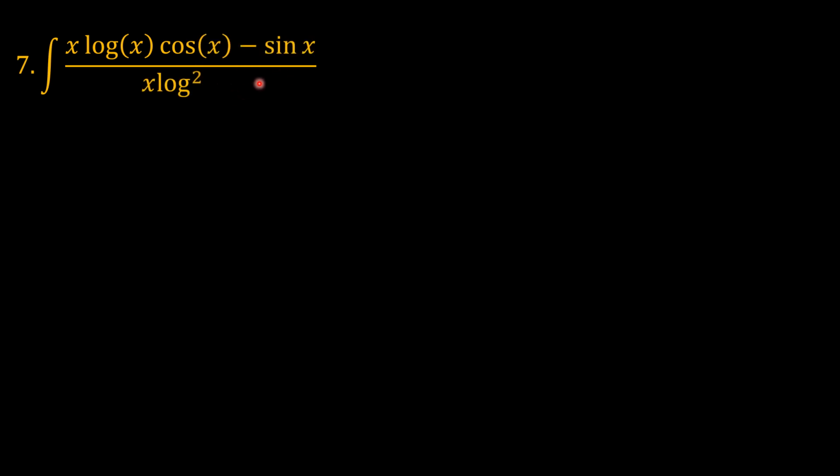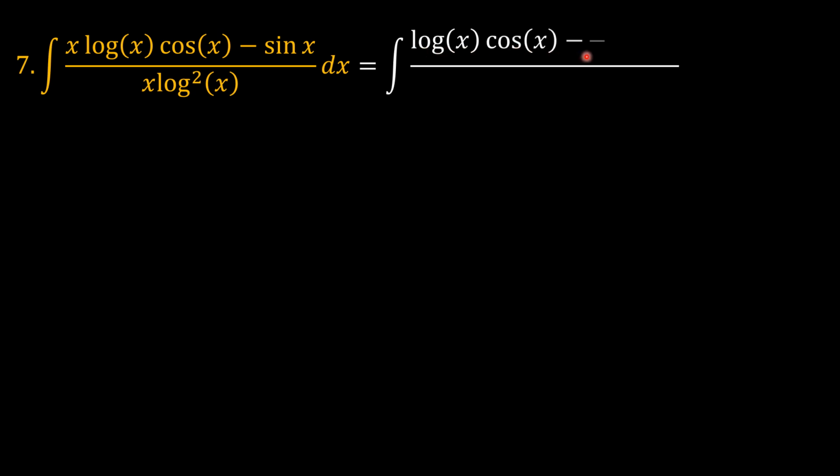Problem number 7, the integral of (x ln x cos x − sin x) over x times the square of log x. What I could do is divide the numerator by x, so we have log x times cosine x minus 1 over x times sine x.